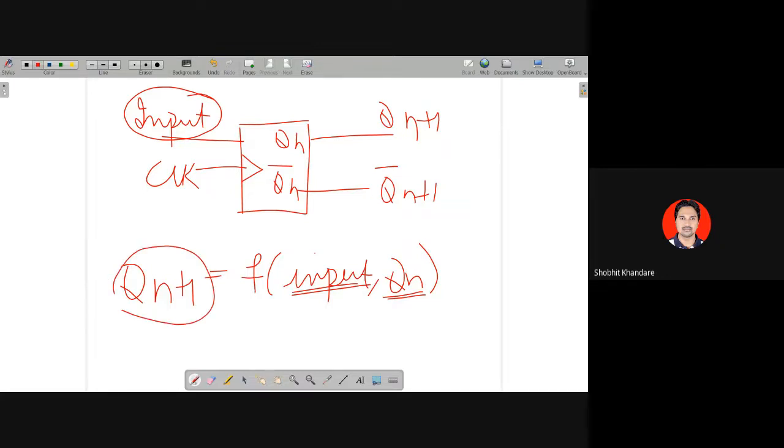So your flip-flop will have two outputs. One is Qn and the other one is Qn bar, that is the complement of Qn. Now when you talk about this flip-flop, you know that it is used to store data. When the output of this flip-flop is 0, the flip-flop stores 0, and when the output is 1, it stores 1. Okay?